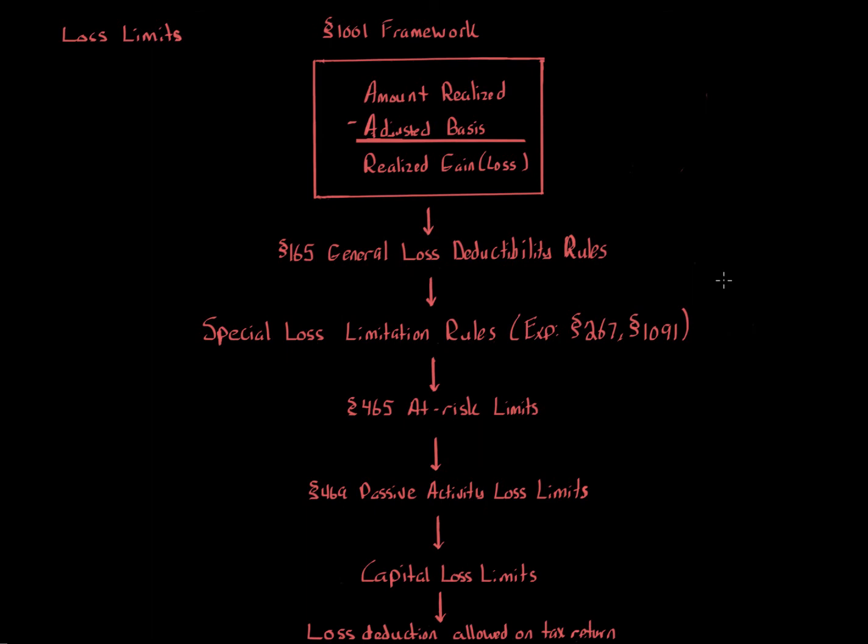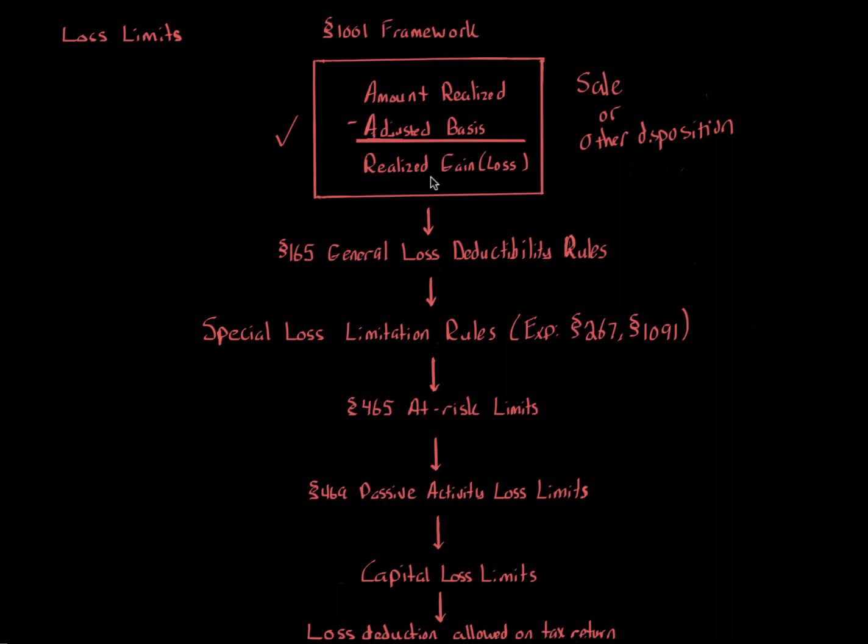Now, in order to get into the limits, we have to start with how exactly do we have a loss? Section 1001, the Section 1001 framework, is the gateway provision that says that in order to have a realized gain or loss, there must be a sale or other disposition, which I'll mention the definition of in a moment. If there is a sale or other disposition, the amount realized minus the adjusted basis gives us the realized gain if it's positive and the realized loss if it's negative.